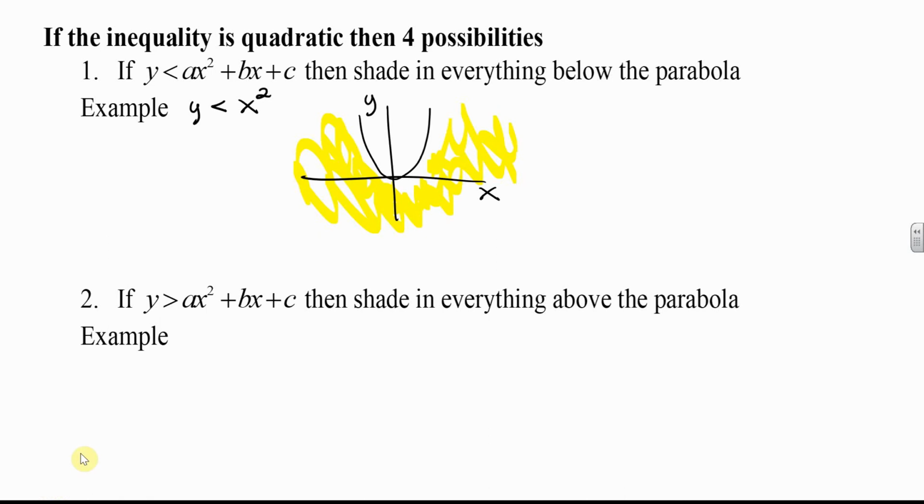So my wording here, below, is misleading because it's just not everything below, but that should be everything on the outside of the parabola. And I'm sorry about that.